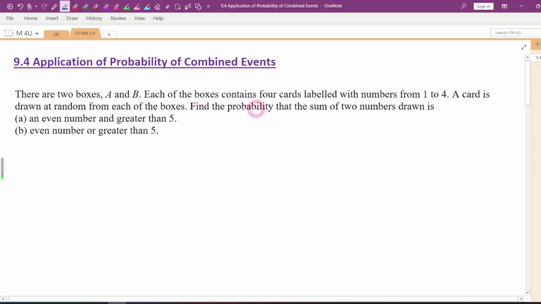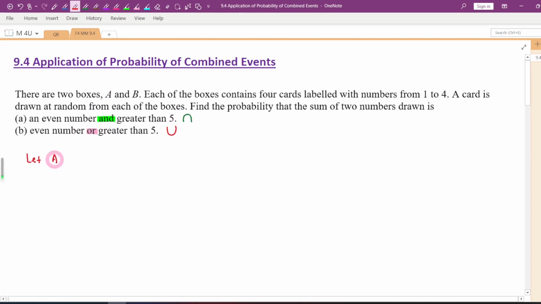Find the probability that the sum of the two numbers drawn is an even number and greater than 5, or an even number or greater than 5. Now, you will notice that for part A, using n, when you see n, we will use this symbol, intersection. For part B, using or, when you see or, we will be using this symbol, union. Okay.